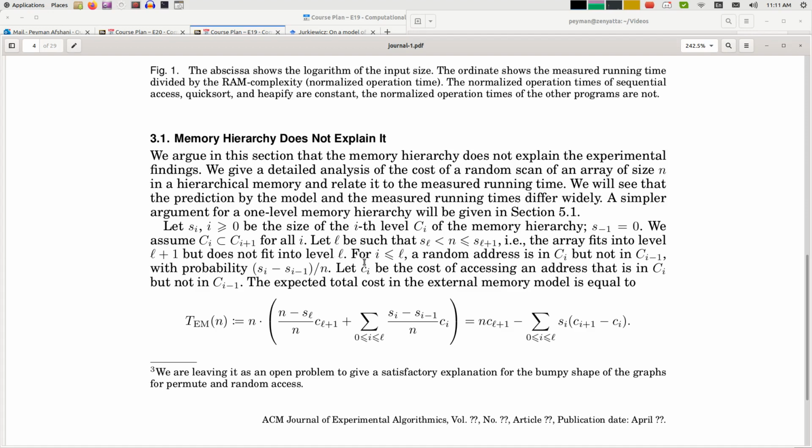Then they analyze the cost of a random scan, and they get something like this. So the expected cost in the IO model that we've talked about, they obtain some formula like this. We're not going to go through how they prove it, but let's just trust that what they prove is correct. They have a factor of n here, and a factor of C_{L+1}, where C_L is the cost of accessing an address that is inside the cache but not the next level of cache. So all these costs are explained in terms of the sizes of the caches and the cost of accessing an element that is not in the cache.